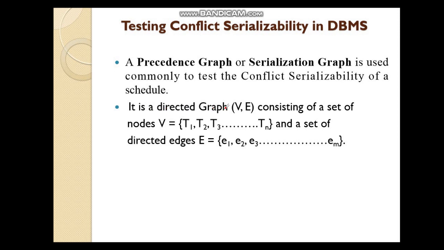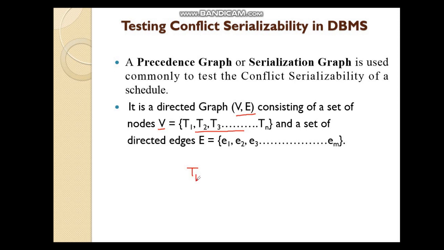It is a directed graph having vertices and edges, consisting of a set of nodes. Nodes are nothing but the vertices or the transactions, we can say over here T1, T2, T3 and so on. And a set of directed edges E equals E1, E2, E3 and so on. That means what? Here this T1.